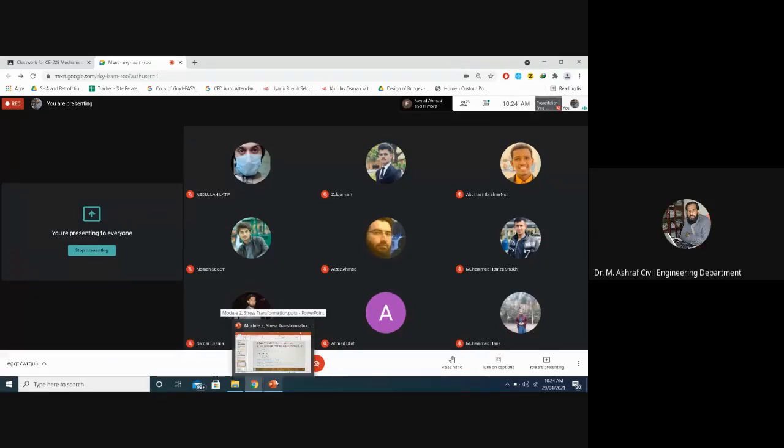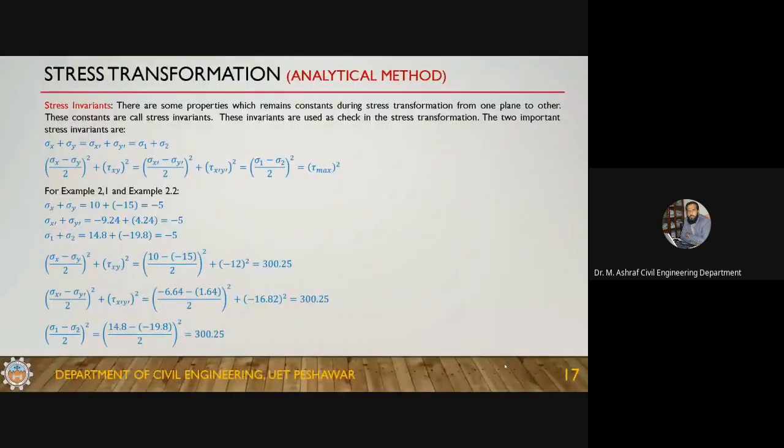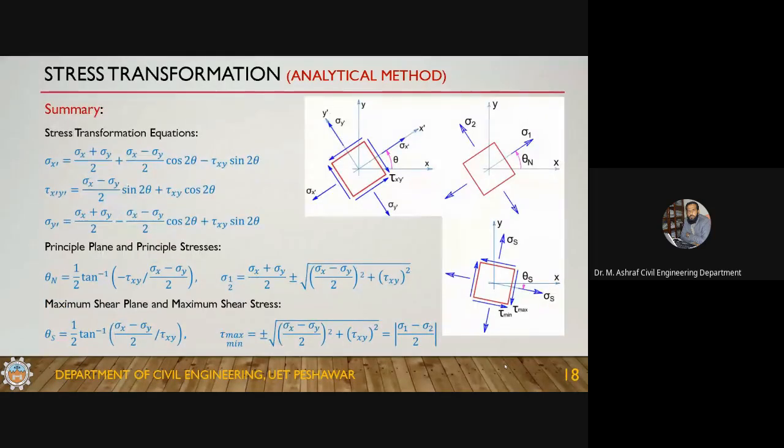Yes, sir. Okay. अच्छा, okay, so we are discussing the stress transformation, and let's summarize this whole story. So stress transformation equation, we develop these three equations as our first step, and these are the orientation: sigma x, sigma x prime, sigma y prime, tau x prime y prime. So these are the positive direction. Theta is positive, so these are the positive direction.